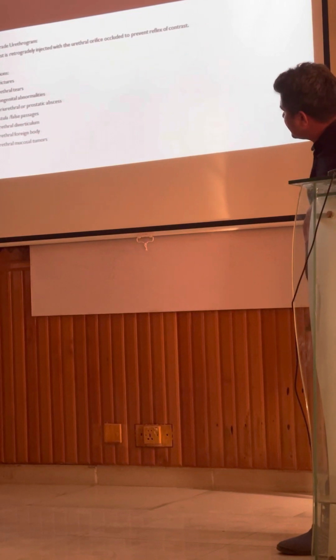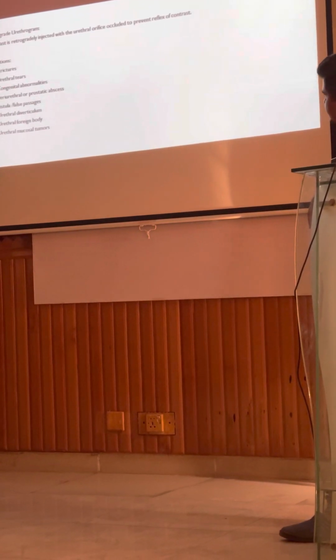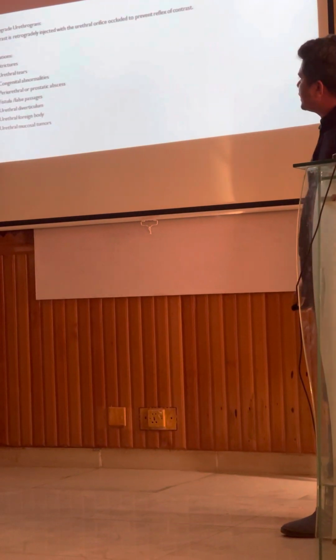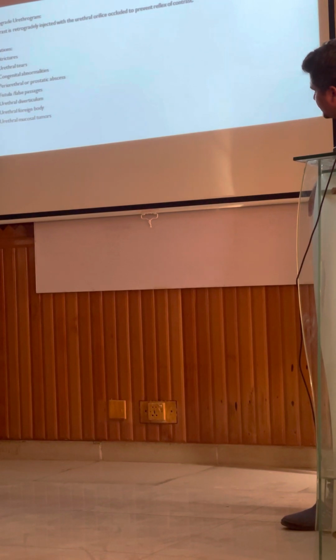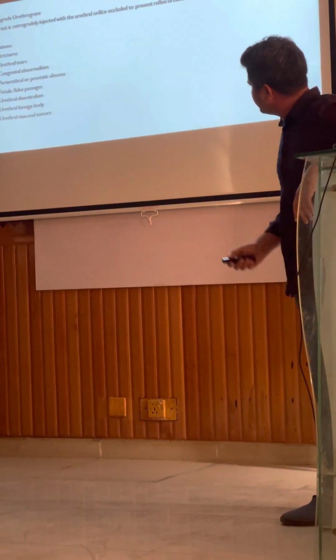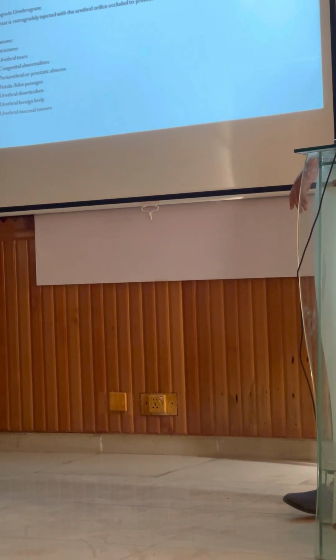The second thing is congenital abnormalities, periurethral or prostatic abscess, fistula, which is also known as false passages, urethral diverticulum, urethral foreign body, and urethral mucosal tumor. So urethrogram can give us valuable information.